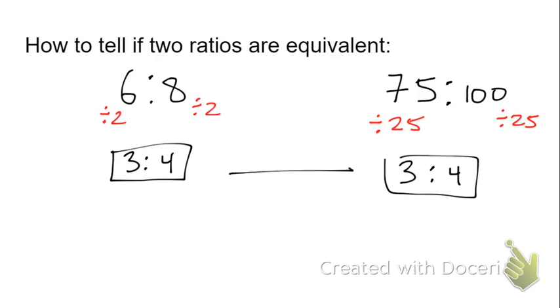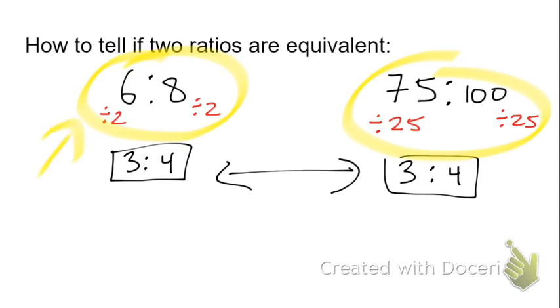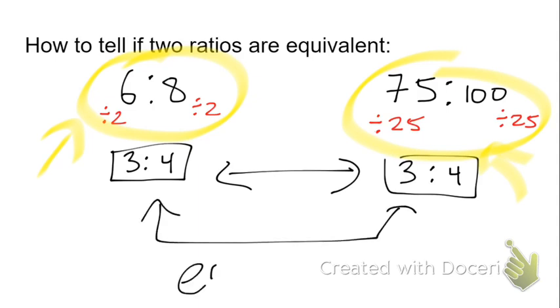See, I see how these ratios are equivalent, right? Because we simplified both of them by dividing them both by the biggest number that can go into both ratios. In this case, 2. In this case, 25. We simplified the ratios. And you see, they're basically the same. That means they're equivalent ratios.